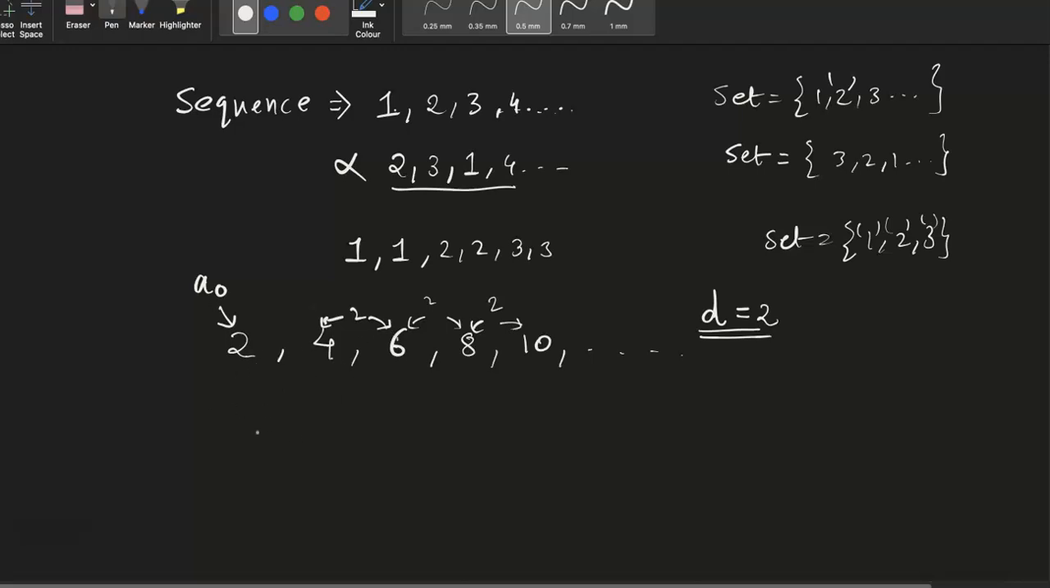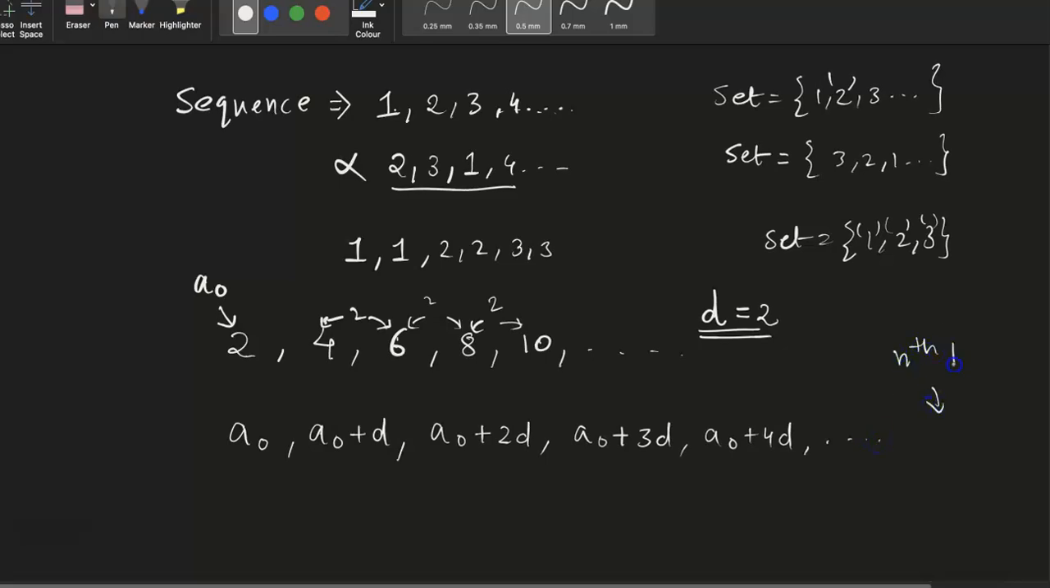Now, in general, I can write this as a0 if I don't know the first term, and the common difference is d. That means the next term is going to be a0 plus d. Now again you have to add d to this and it will become a0 plus 2d. Again I add d to this, it will become a0 plus 3d and so on. It will continue till the nth term.